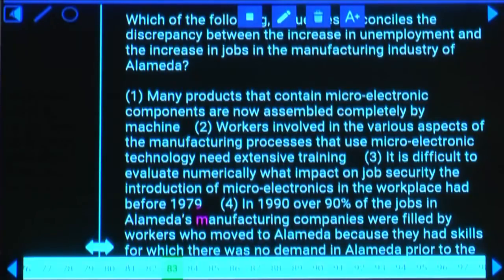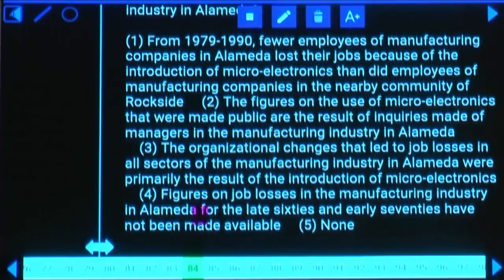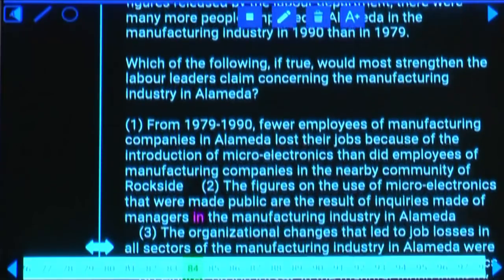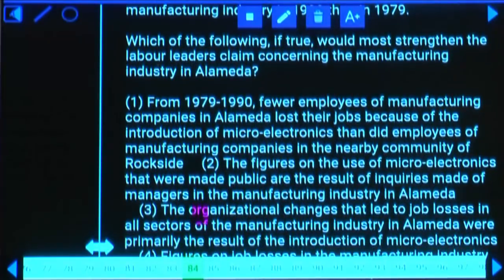క్లియర్? దెన్ నెక్స్ట్ వన్. దెన్ వాట్ ఈస్ ద నెక్స్ట్ క్వశ్చన్ హియర్? 84. Now in this 84, which of the following if true would most strengthen the labor leaders? Strengthening the labor leaders. Labor leaders, what is the statement made by the labor leaders? Unemployment is growing. ఇప్పుడు మనం which among the given 5 choices shows that unemployment is growing అని చెప్పాలి. Yes, tell me what is your answer here?